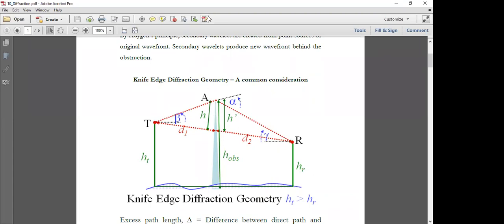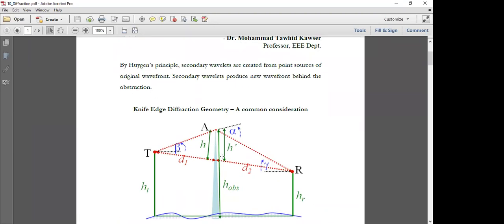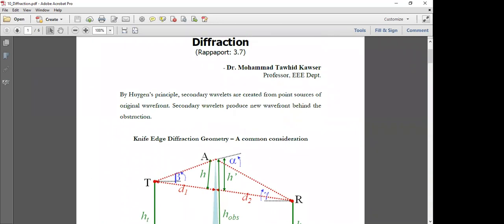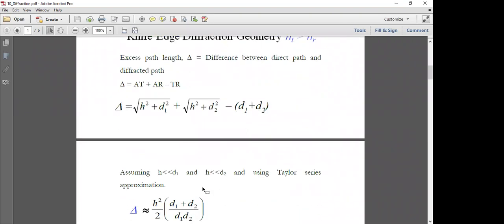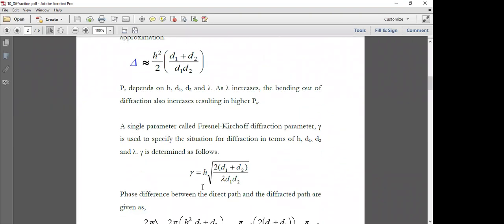If you increase the tower height, of course, out of intuition, we can say that if I just make the tower height 10 times, our diffracted power will be less. Obviously, yes, obviously less.